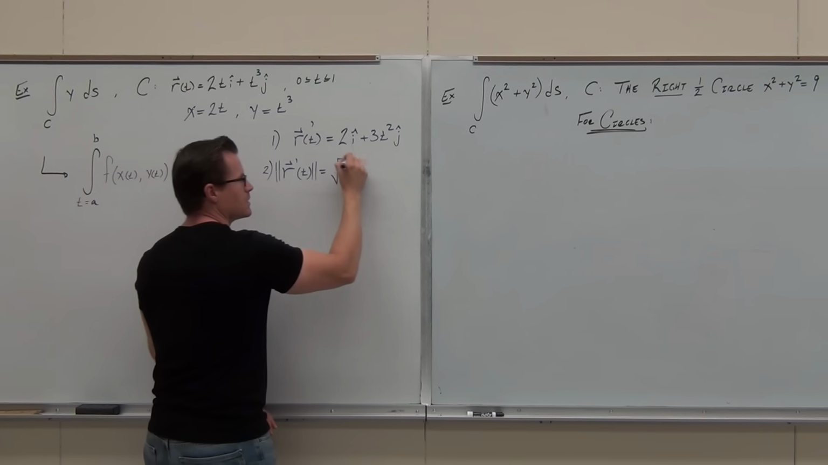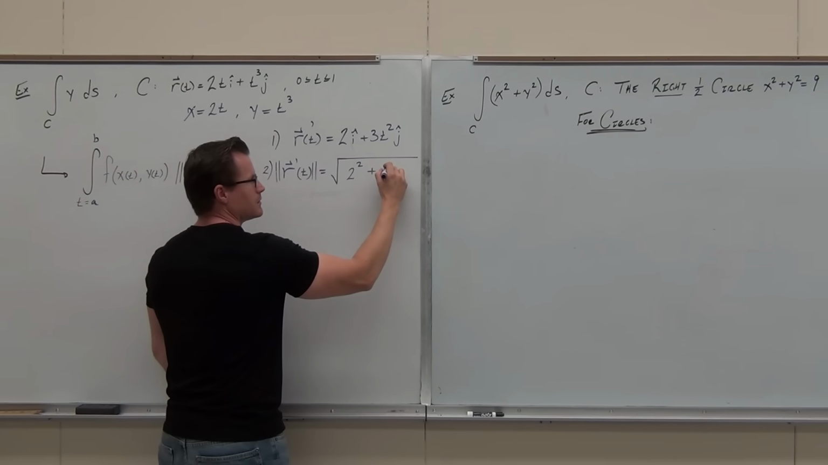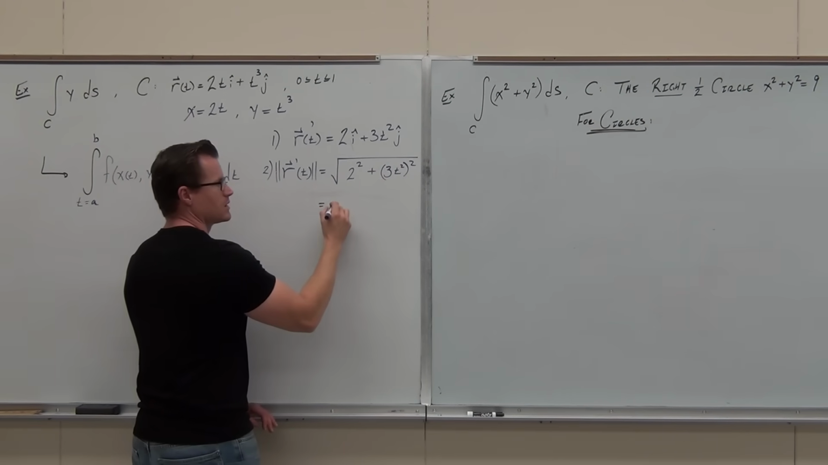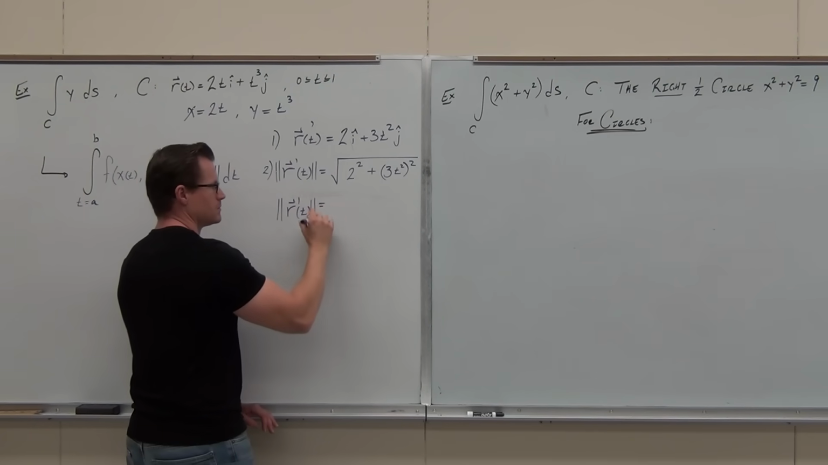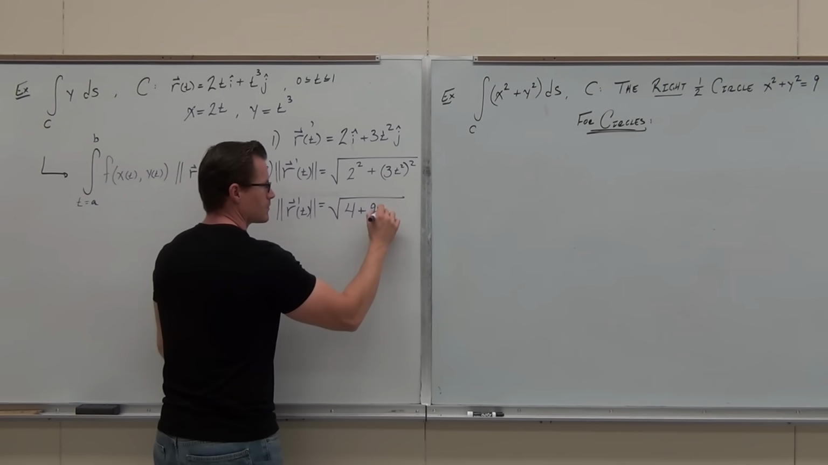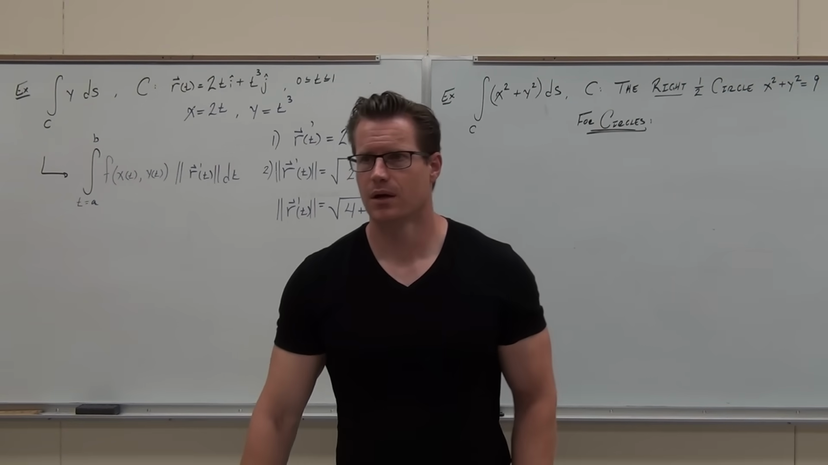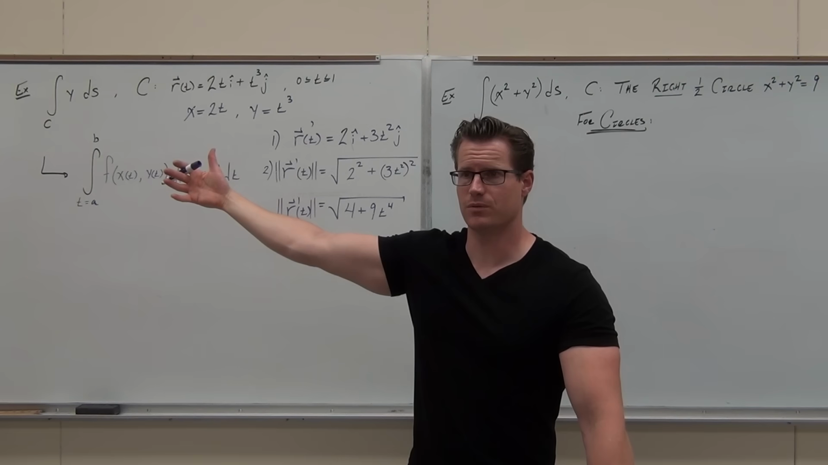Magnitude means that we square, we add, and we square root. So here we get that, 4 plus 9t to the fourth. Show of hands if you feel okay getting down that far. Notice how we're starting to use a lot of the old stuff that we've had.